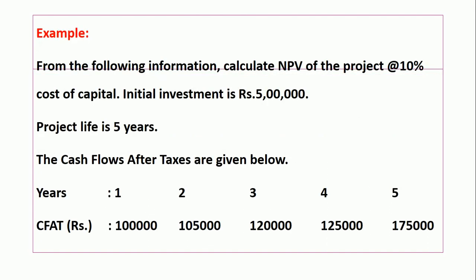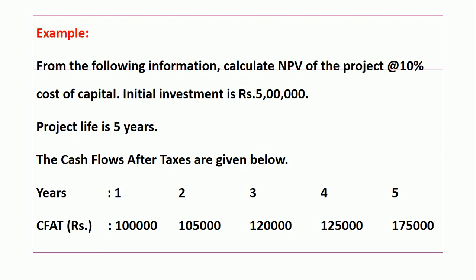Let us discuss one example. From the following information, calculate NPV of the project at the rate of 10% cost of capital. Initial investment is 5 lakh rupees. Project life is 5 years. The cash flows after taxes are given below for the 5 years.